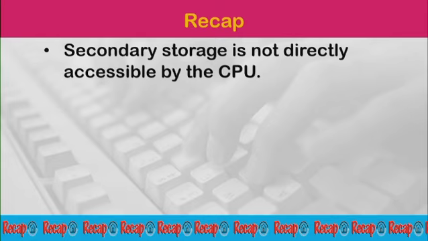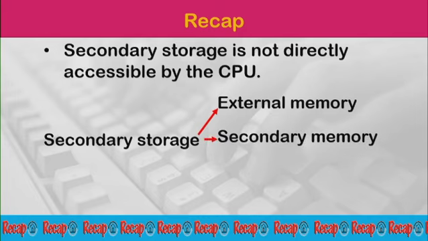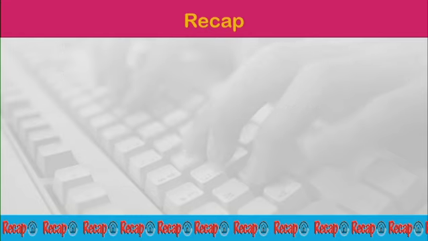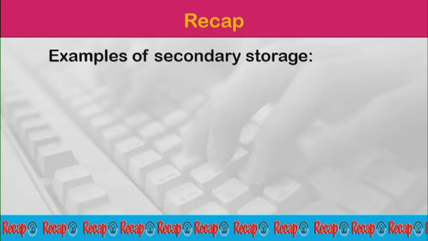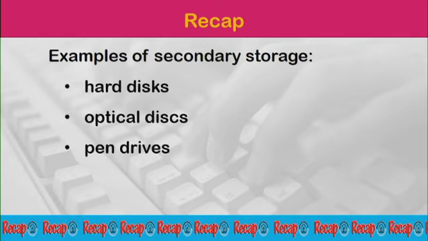Secondary storage is not directly accessible by the CPU. Other names for secondary storage are external memory, secondary memory, and auxiliary storage. Some examples of secondary storage are hard disk, optical disk, pen drives, and memory cards.